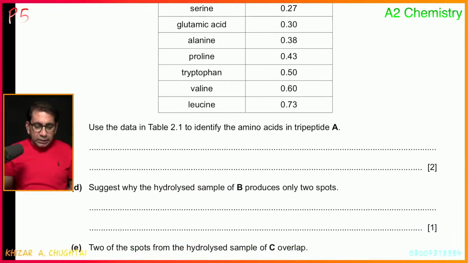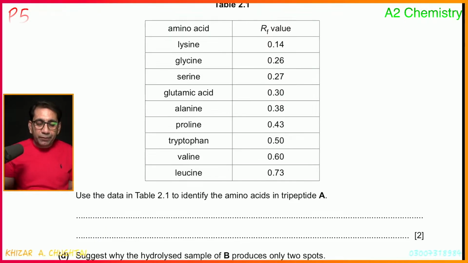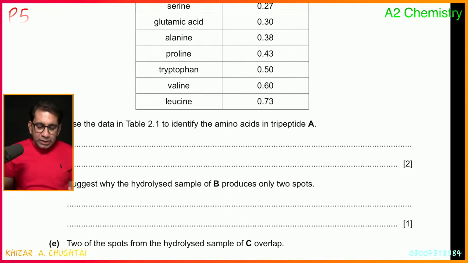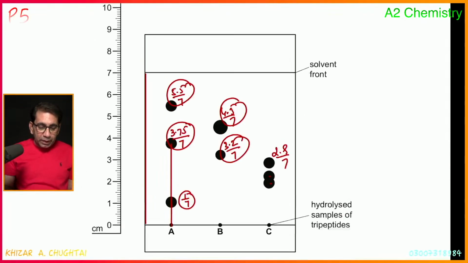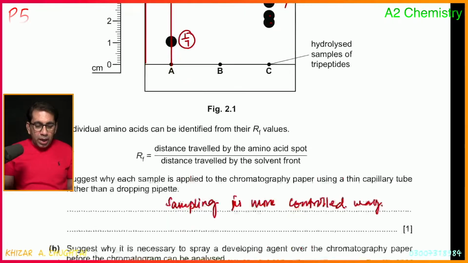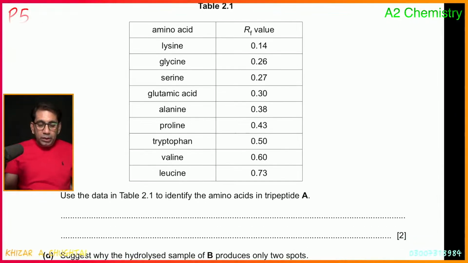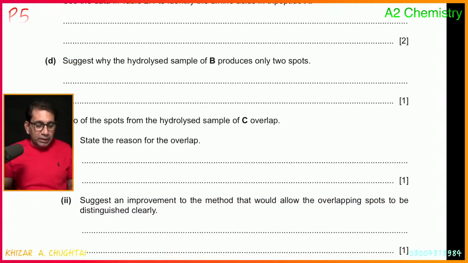We can diagnose the different amino acids with the help of this RF value table. Use table 2.1 to identify the amino acids in tripeptide A. So which are the amino acids in tripeptide A? 1 over 7, 3.75 over 7, and 5.5 over 7. So we can find the answer over here, and we can calculate the RF values with the help of a calculator, then we can find the answer.